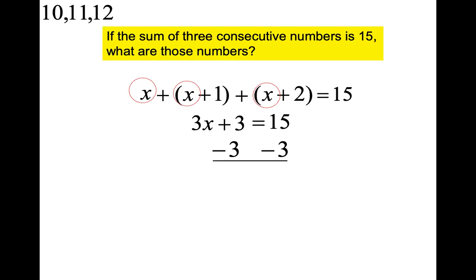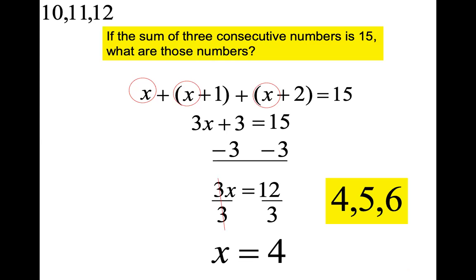Both sides. Now what? So x equals 4. So what's the first number? Number 4. So what are the three consecutive numbers? 4, 5, 6. That's pretty simple, right? So if x is the first number and they're consecutive, it would be 4, 5, 6.